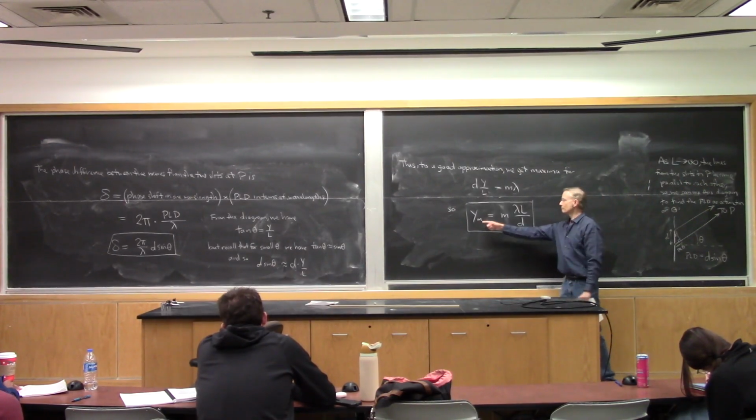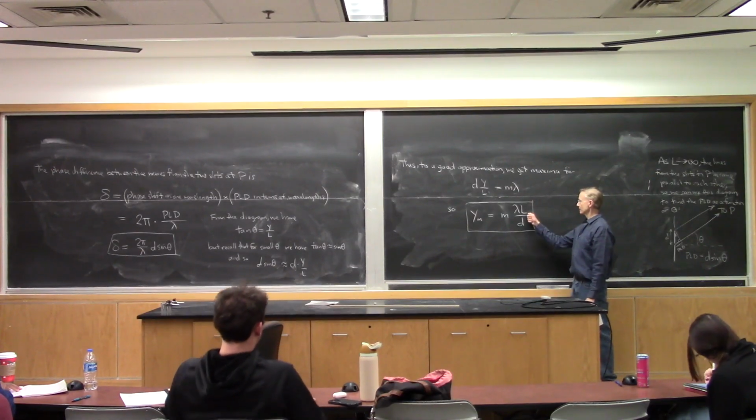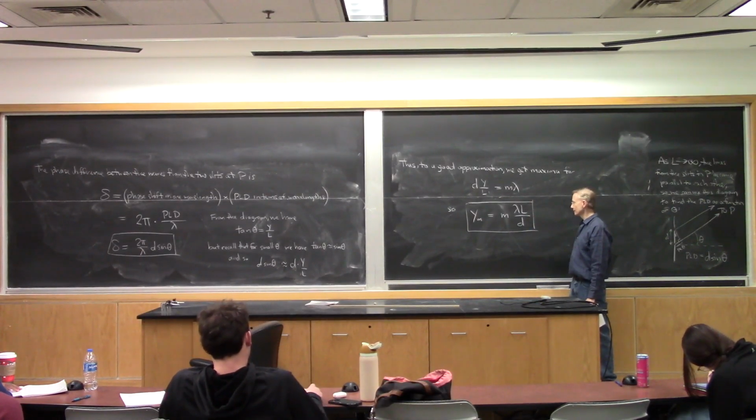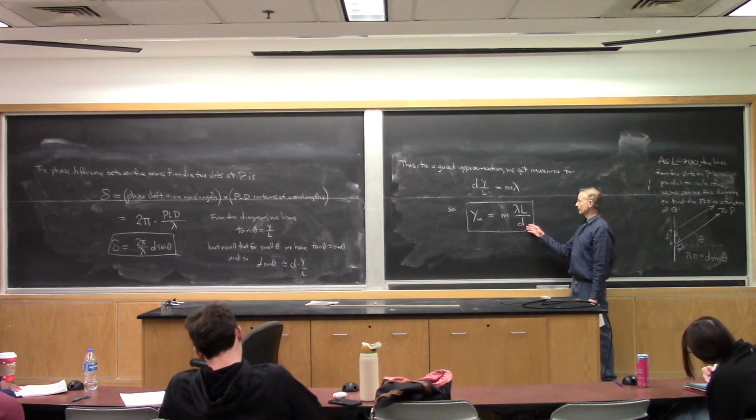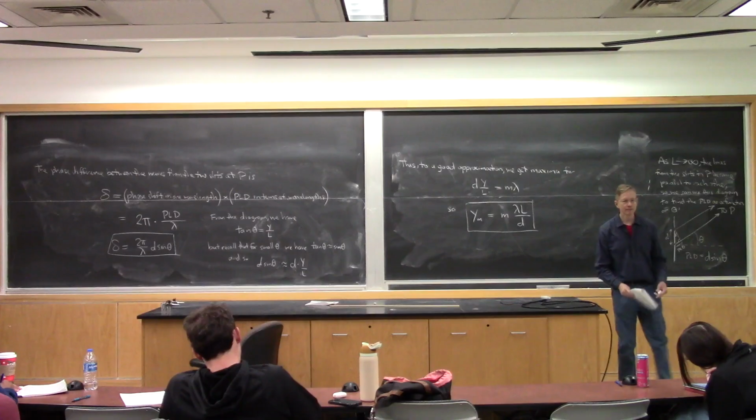So, for example, we could measure where the maxima are, and if we measured the distance from the slits to the screen, and we know the slit separation, we could calculate lambda from that. We could use this to determine the wavelength of light.